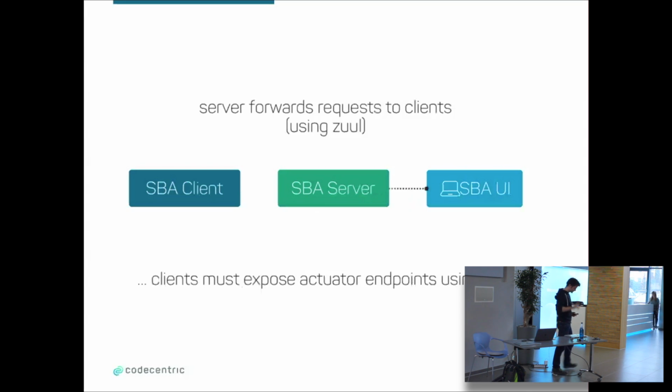When we click on the user interface in the web app, the requests from the browser are just forwarded by the admin server to all the clients. Currently it uses Spring Cloud Zuul for this. So every application you want to monitor currently has to expose the Actuator endpoints via HTTP. We had requests for supporting non-web applications, but that is currently not possible.